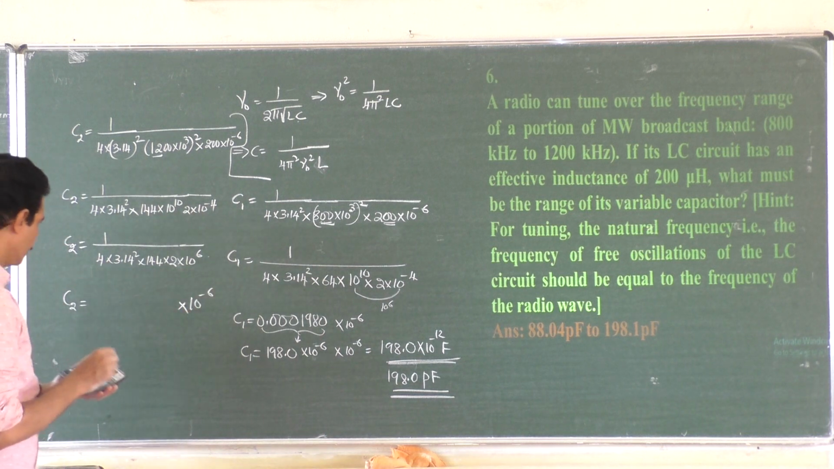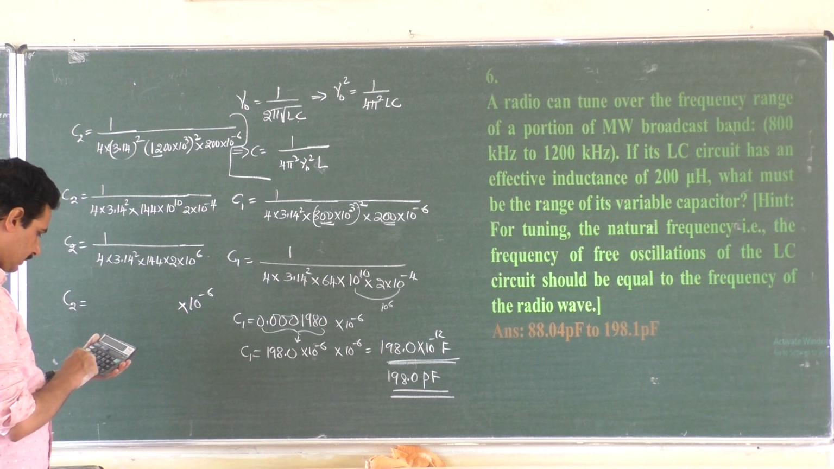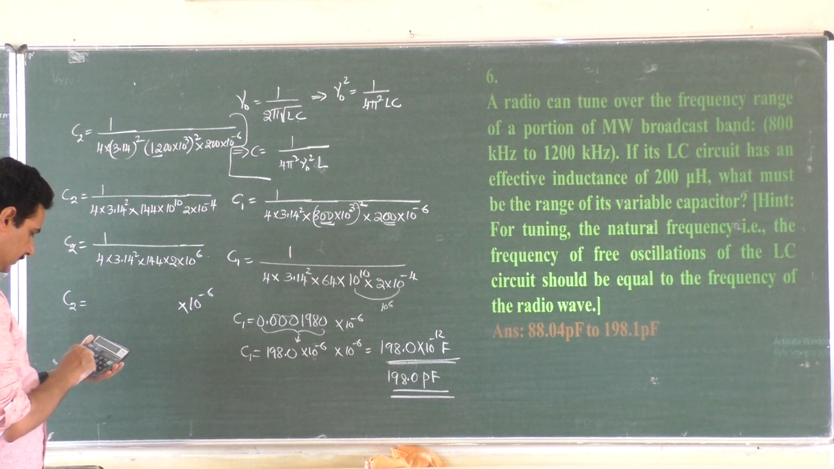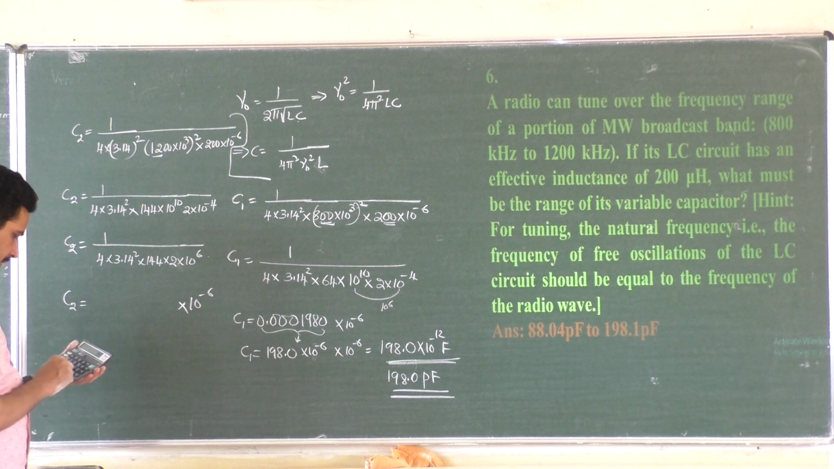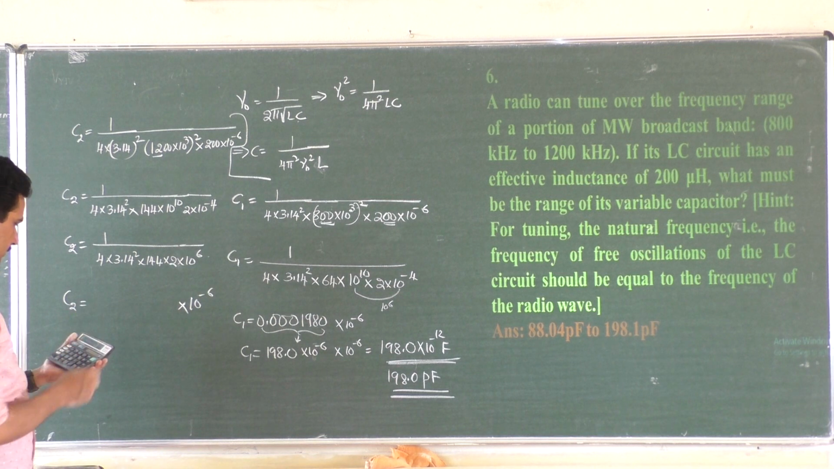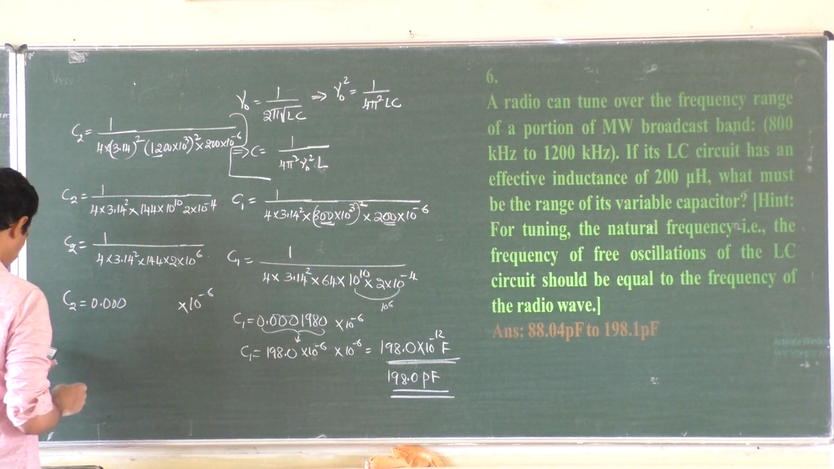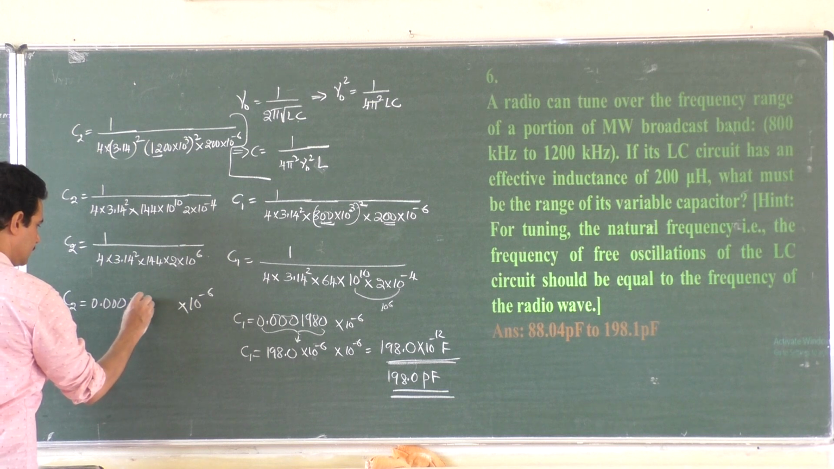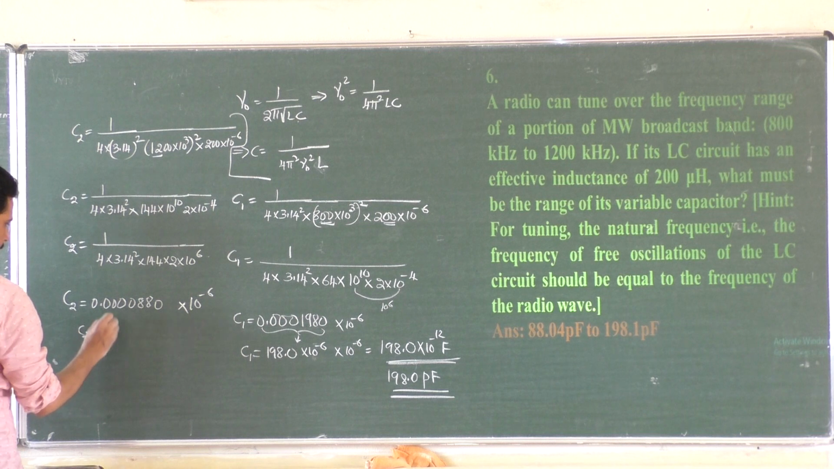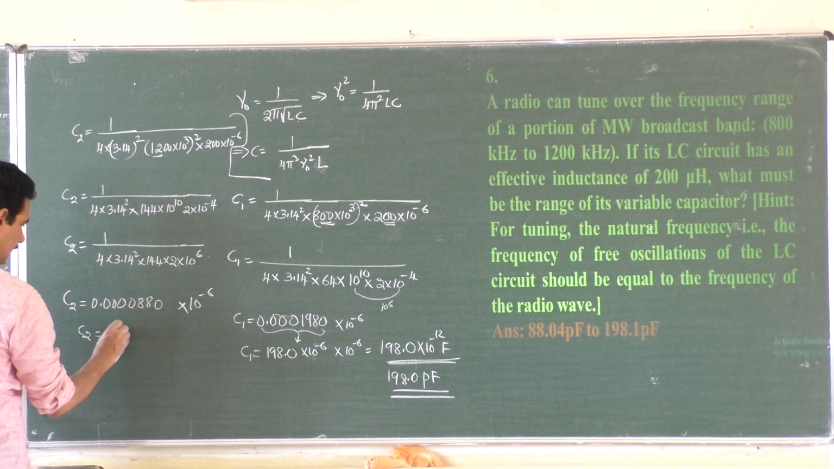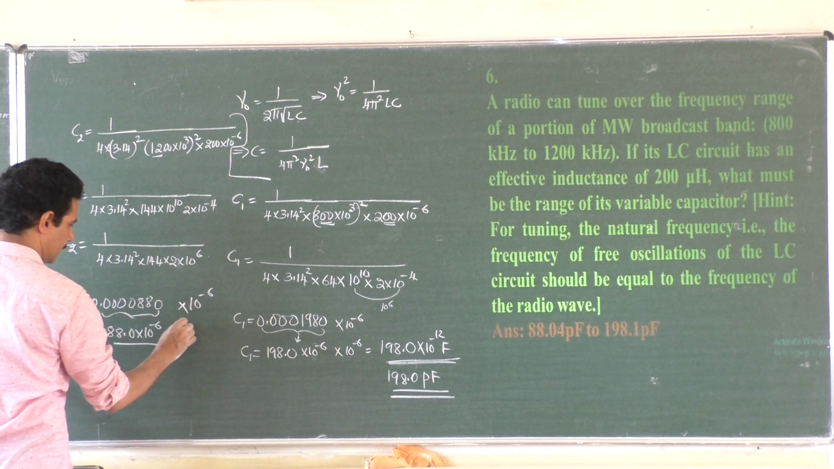And what else? 1 divided by 4, that is 0.25, divided by 3.14, divided by 3.14, divided by 144, divided by 2. Okay, 1, 2, 3, 0.0000880. Minus 6, one more minus 6, C2 is equal to 1, 2, 3, 4, 5, 6, 88.0 into 10 to the power minus 6, that is this one, into 10 to the power minus 6.